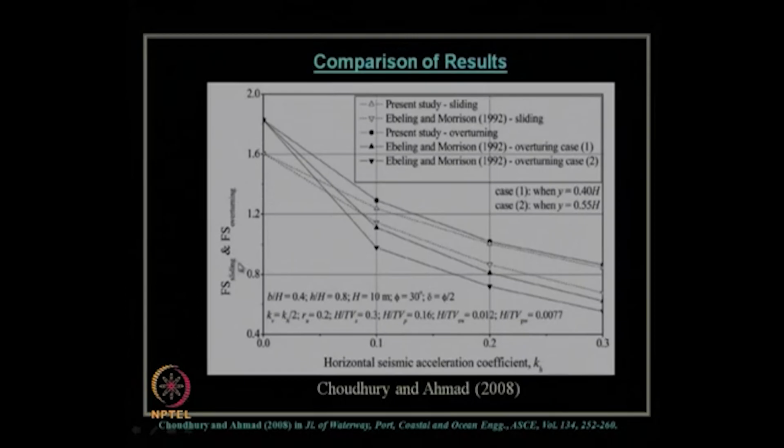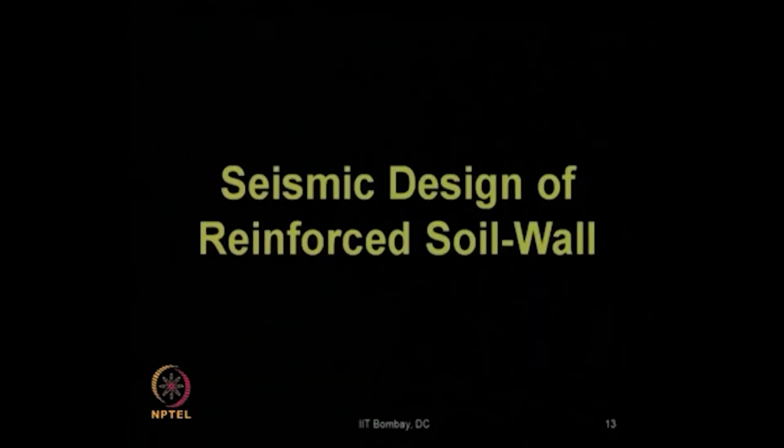And the results of factor of safety against sliding and overturning with respect to kh values are shown over here, and compared these present study results with the available results in the literature as proposed by Ebeling and Morrison in 1992, which is used by US Army Corps of Engineers for design of seawall or waterfront retaining wall. And you can see the present study gives the critical solution compared to the pseudostatic result, because pseudodynamic results considered the dynamic effects of these earthquake forces and tsunami forces effectively compared to pseudostatic result.